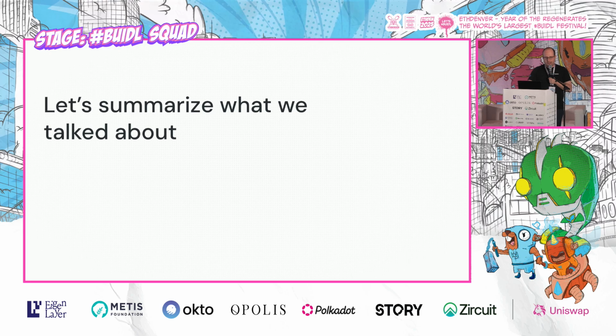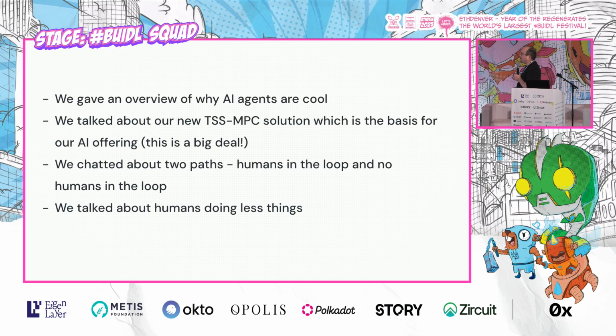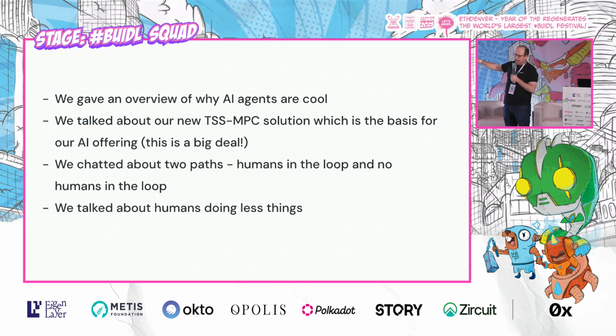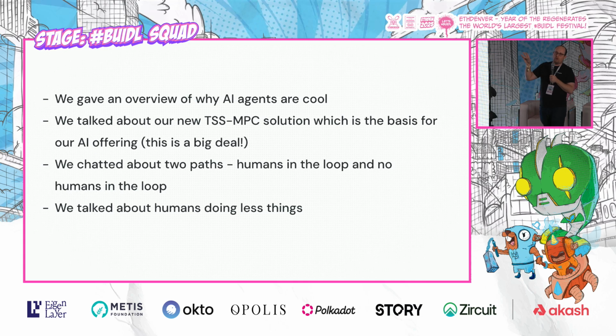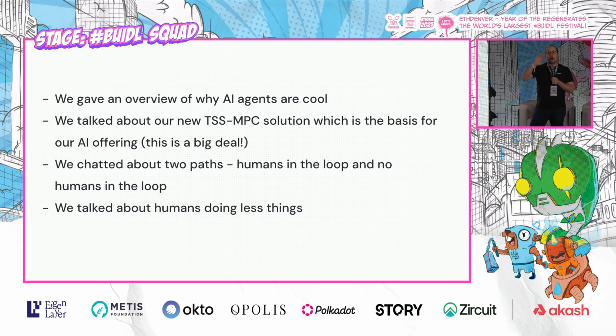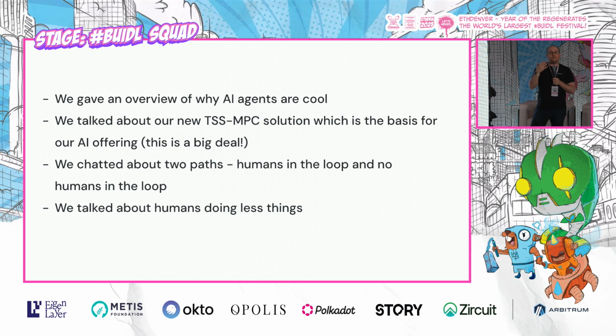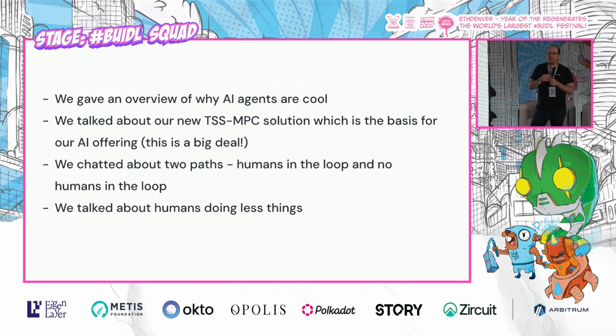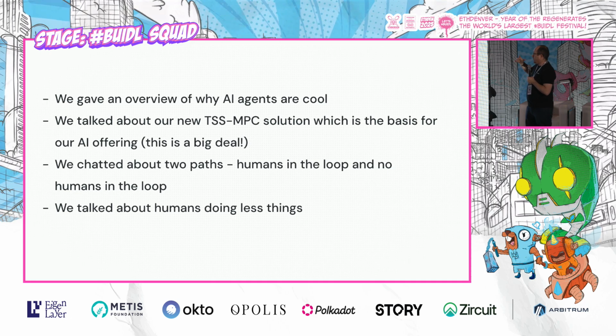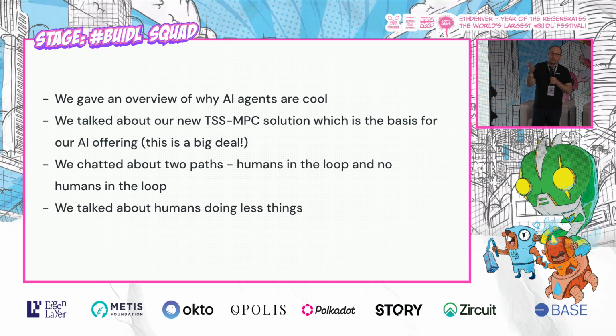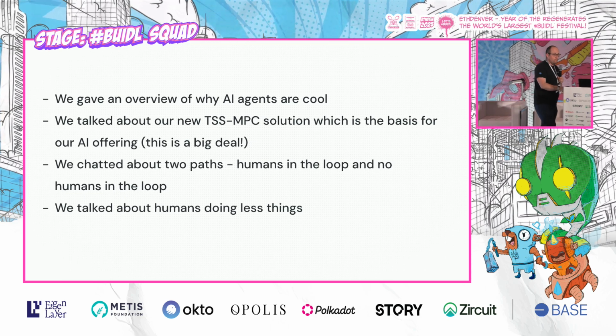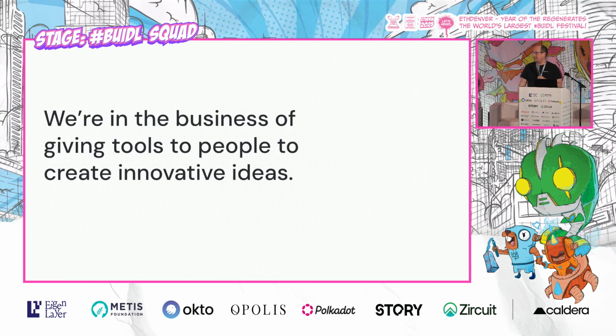So with that, let's summarize. So we talked about a bunch of things, right? We talked about why AI agents are cool. We talked about our new TSS MPC offering, right? And all the cool things you can do with very flexible, low-level key management that we now offer. We talked about the two paths for AI agents, right? Human in the loop and no human in the loop. And we talked about how we can do less things, right?